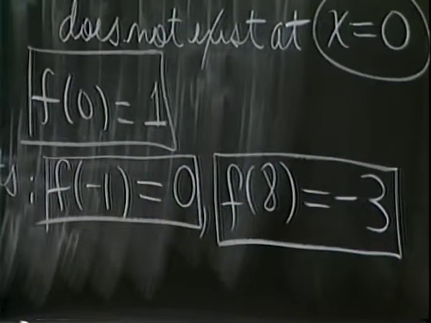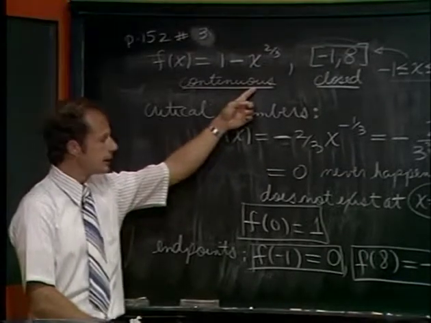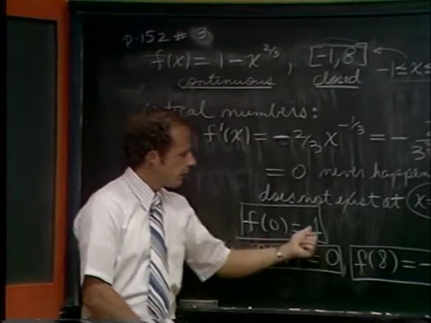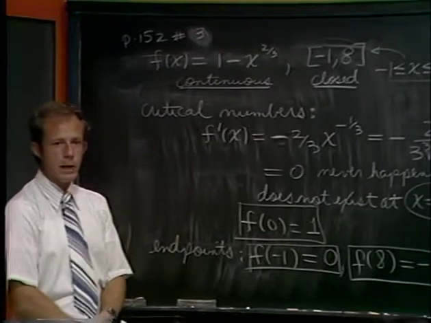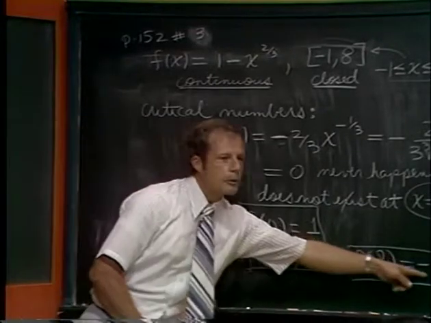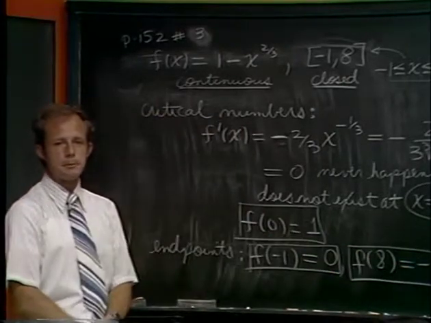And let me refresh your memories once again. The theorem says it does have absolute maxima, it does have absolute minima, at least one of each. They will occur either at the endpoints or at a critical number. So what you're looking at are all the possibilities. Now it's easy, it's just like picking bananas at the store. That's obviously the absolute minimum, there's only one, and that's obviously the absolute maximum.